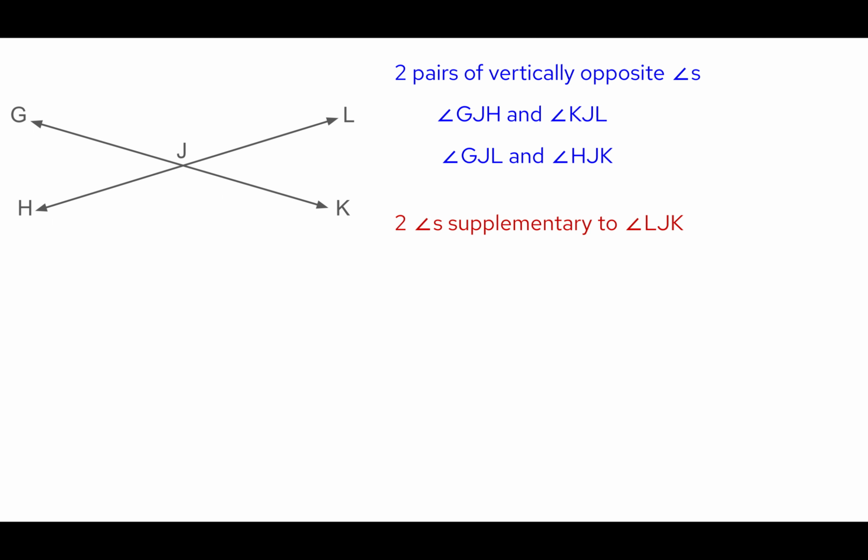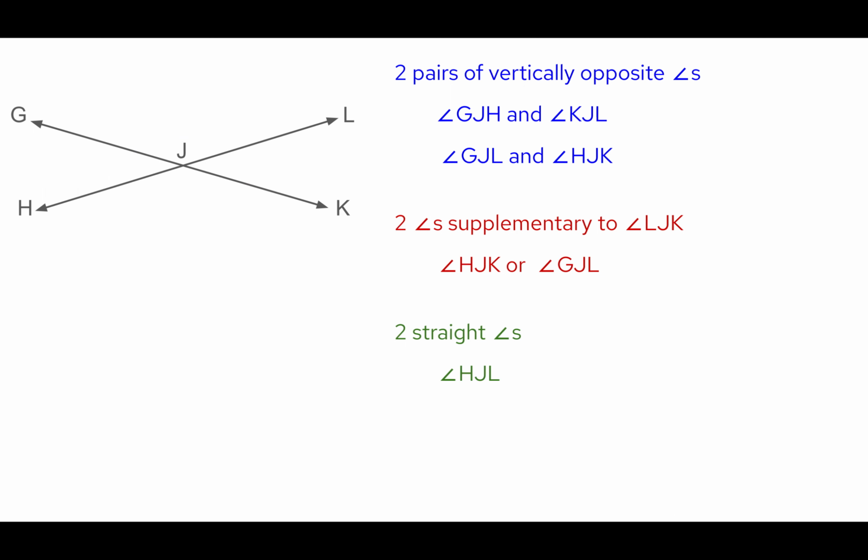Two angles, sorry, that are supplementary to angle LJK. So we have LJK, so supplementary is going to make the straight line. So right in here, we would say that it is angle HJK. In other words, when we add these two angles together, they're 180 degrees. Or we could also say supplementary be this top part. So we could say angle GJL.